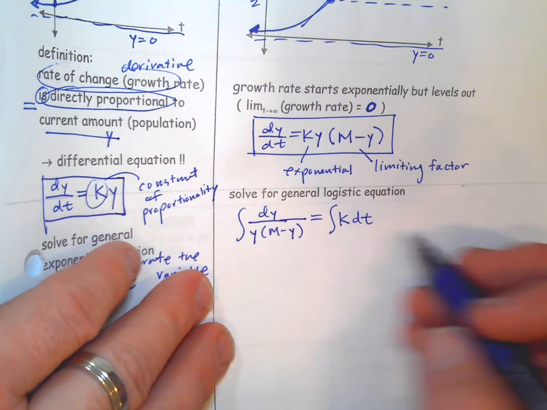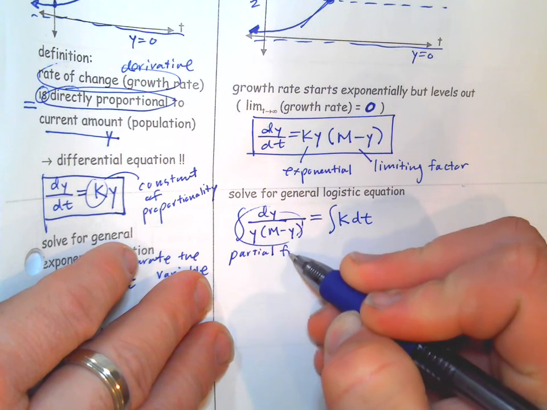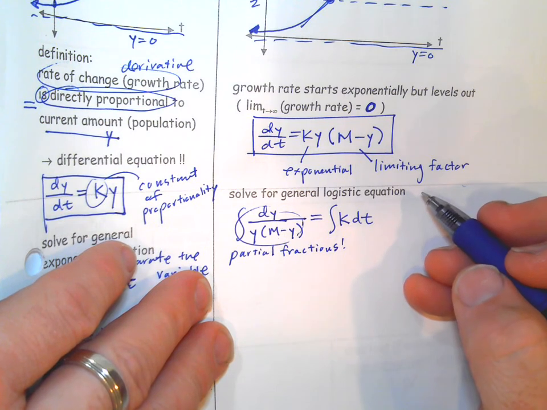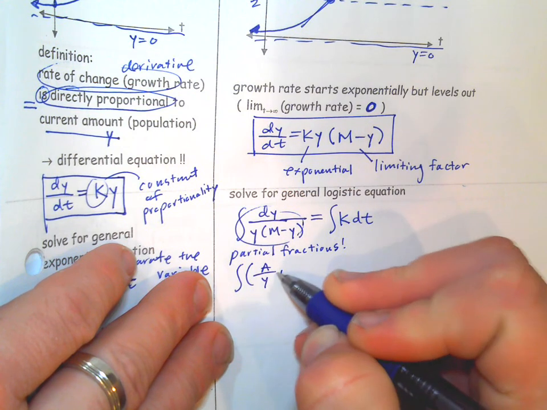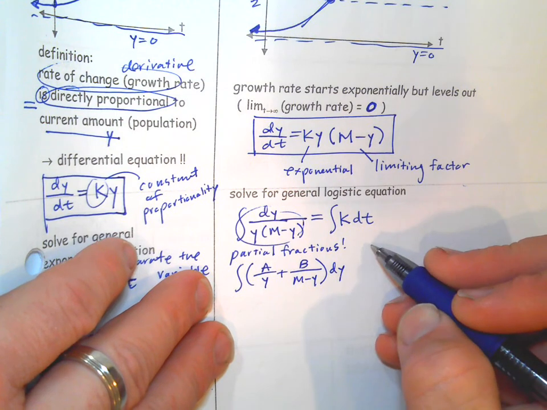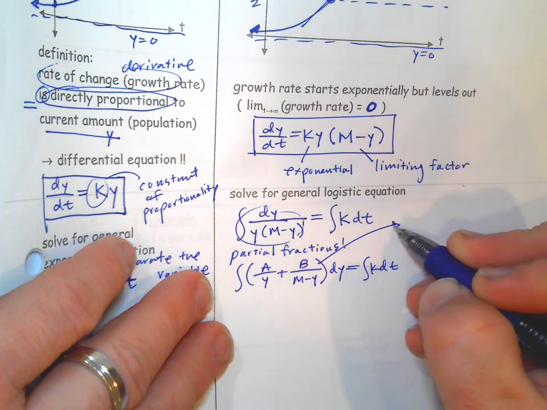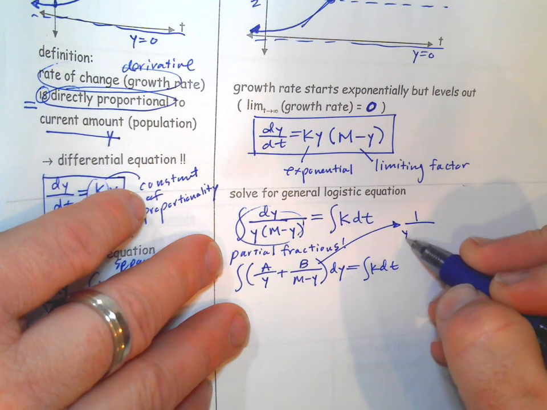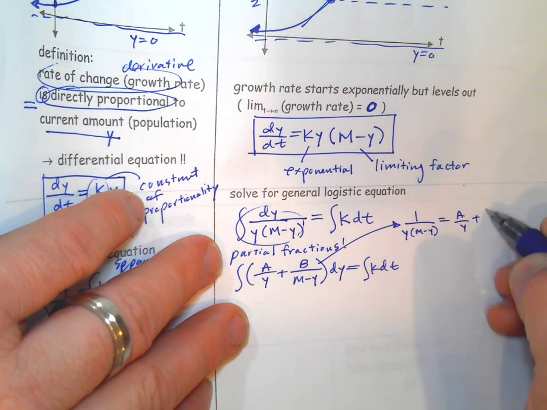Now, what you should realize is that right away we're doing partial fractions, right? So this is going to be A over y plus B over m minus y dy. And I'm just going to leave the right side like this. So we've got to take a little break for work right here. So it's 1 over y(m minus y) equals A over y plus B over m minus y.